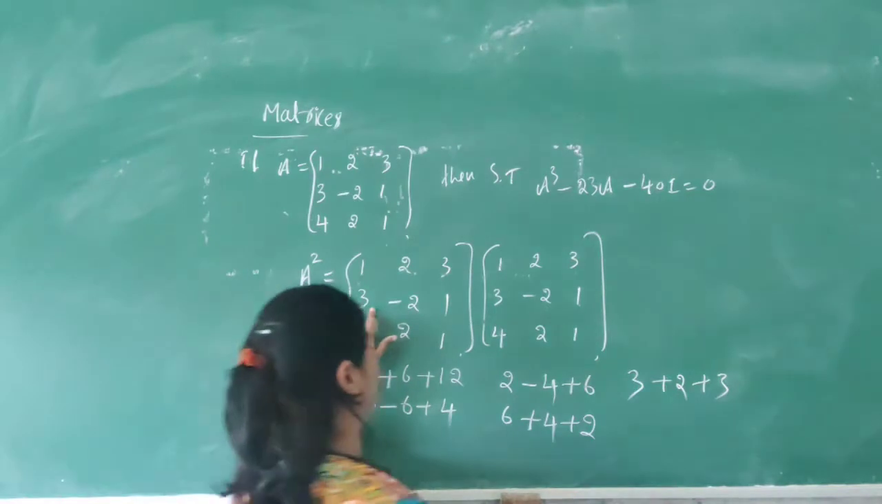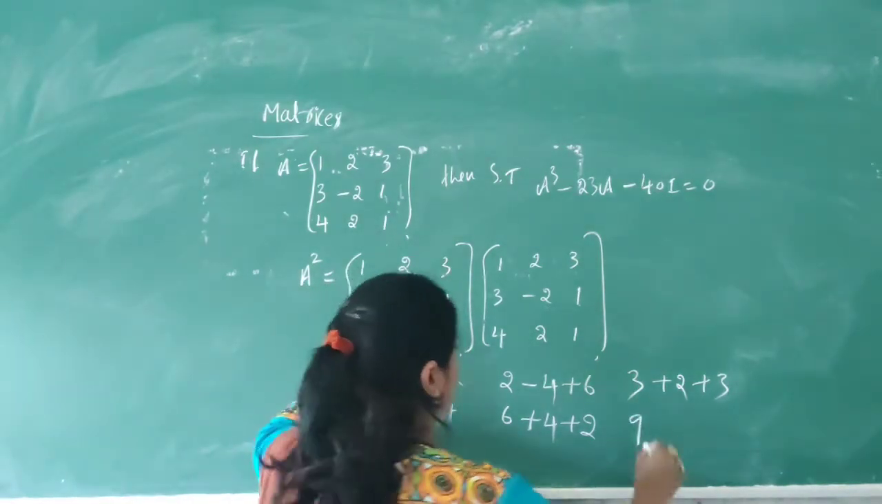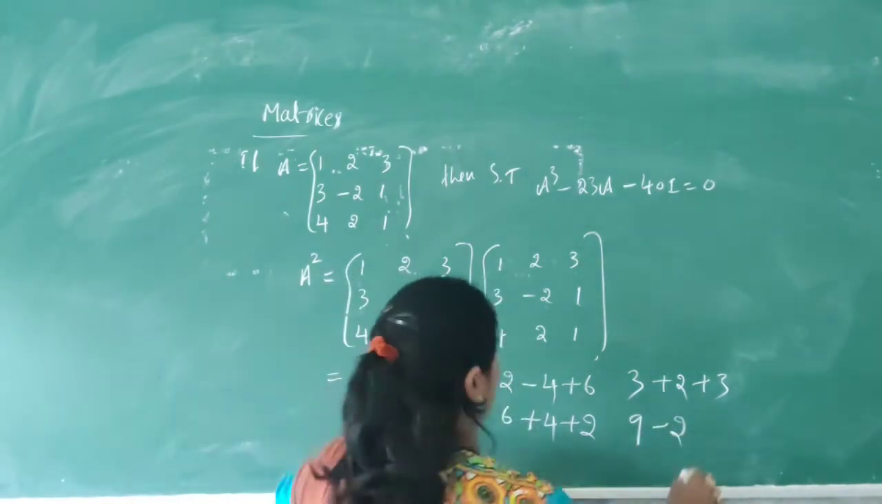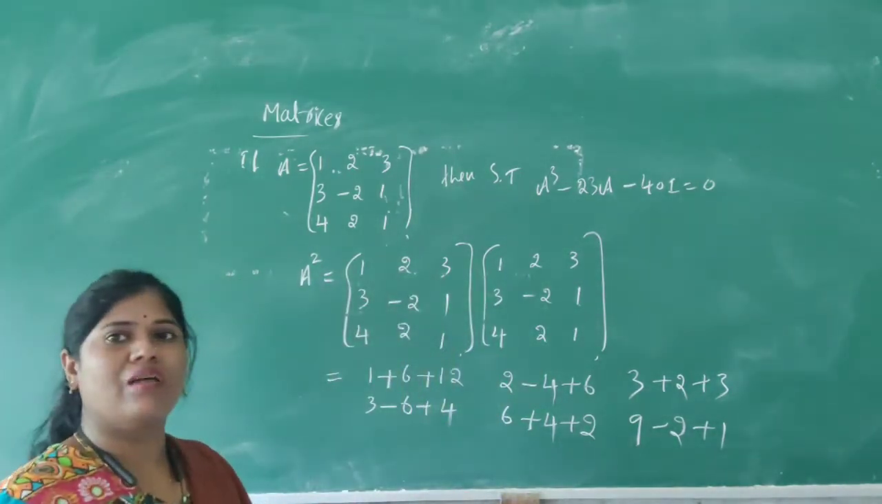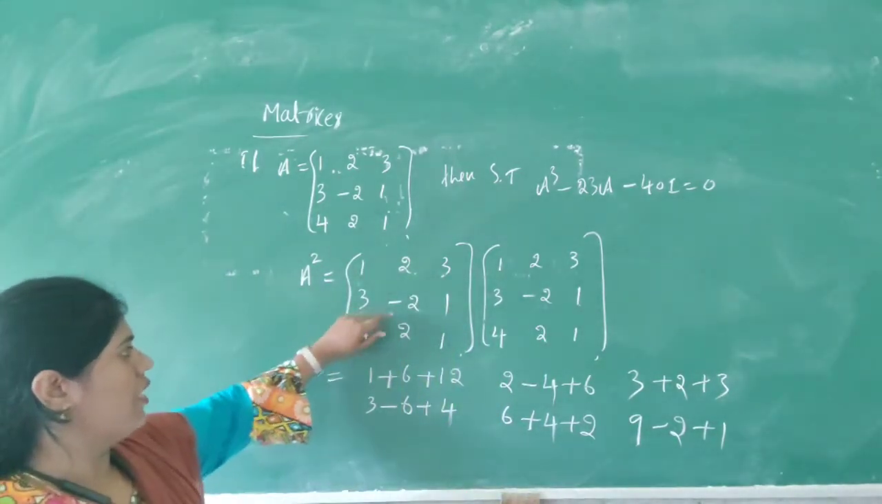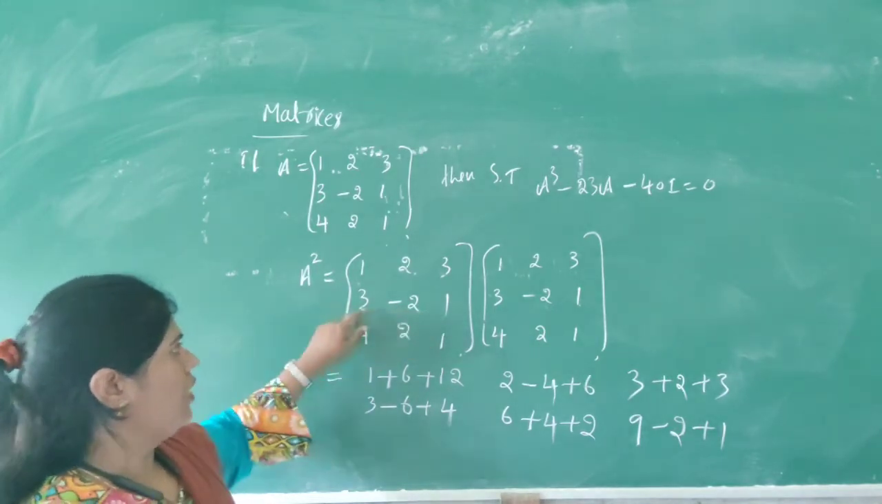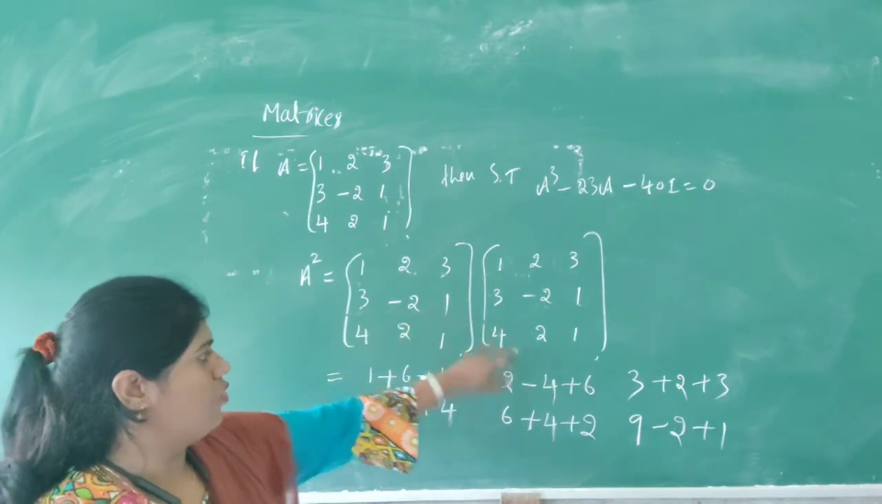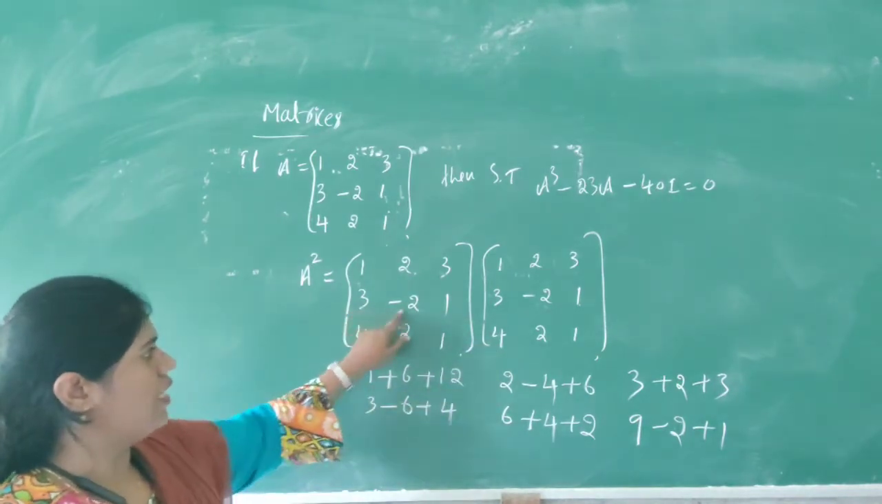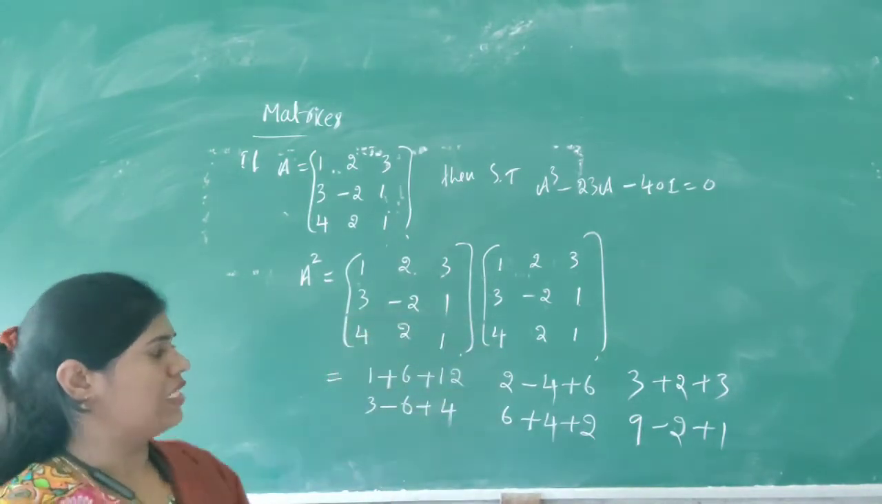Next, second row: first column, second column, third column. 3 ones are 3 minus 6 plus 4. 3 twos are 6 minus 2 minus plus 4, 2 ones are 2. 3 threes are 9 minus 2 plus 1.